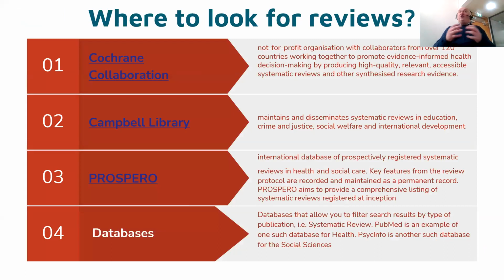So where can you start looking for these existing reviews? You can look in the Cochrane Collaboration for systematic reviews dealing generally with health and related areas, and the Campbell Library for crime, justice, social welfare, etc. If you're looking for protocols, you can look in Prospero. And you can search in the databases themselves. You can run your search, and then limit it by the type of article, in this case a systematic review.